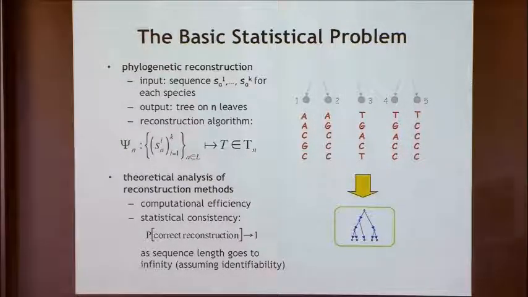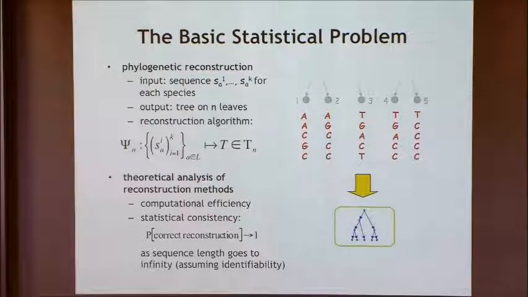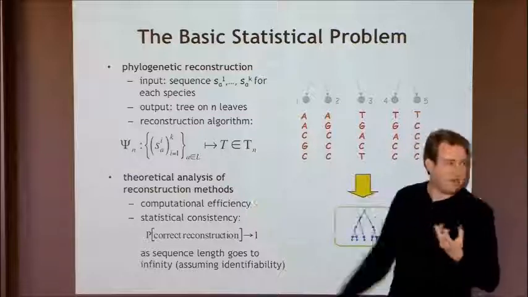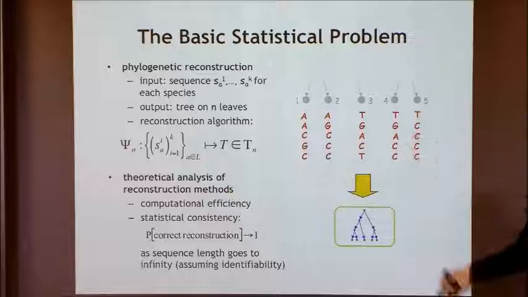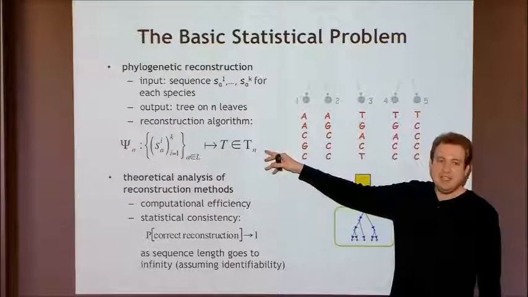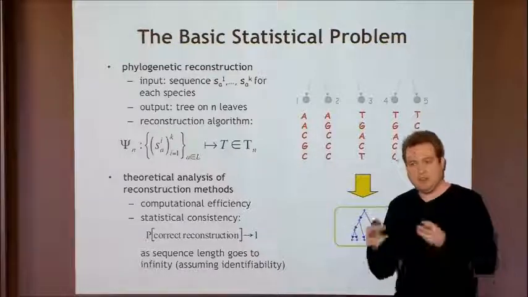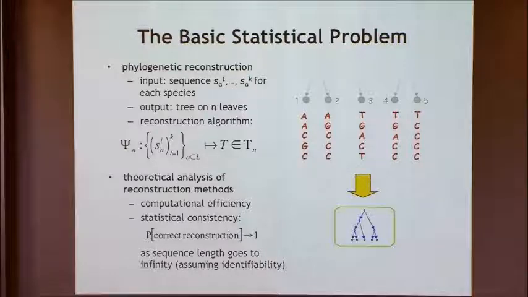If you're interested in analyzing theoretically how good these methods are and understanding better their behavior, there might be two basic criteria that you're interested in. One is, how efficient are they computationally speaking? Nowadays biologists might be constructing trees on tens of thousands of species, and the number of trees that have 10,000 leaves is astronomical. So you cannot just look at each one of them and see which one fits your data best. You have to come up with a computationally efficient way of fitting the data to your model.